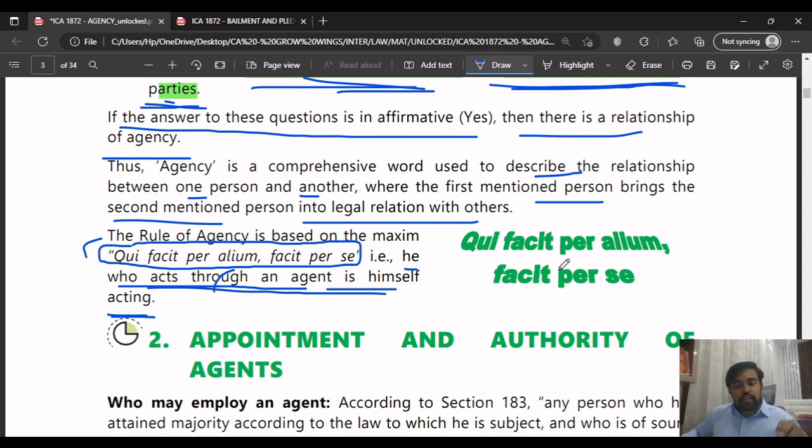You can easily remember this by these two words in the maxim. Just think that the word means acting. He who is acting through the agent is himself acting. So acting comes two times. He who acts through an agent is himself acting, like that.